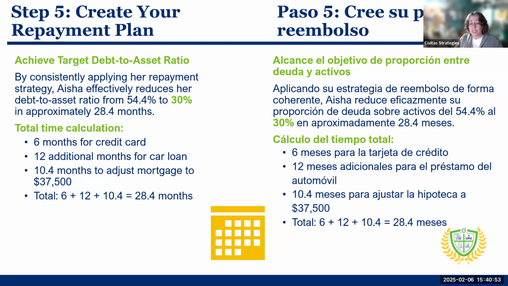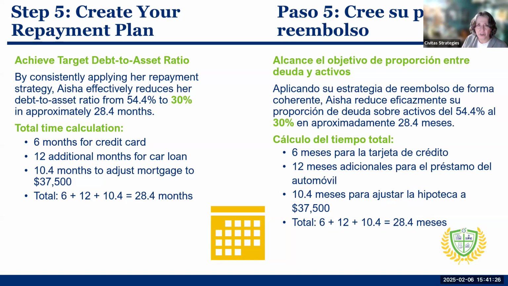All right. In terms of her calculations for the amount of time, it's 6 months for the credit card, 12 months for the car loan. She's basically going to do another 10 months to help adjust her mortgage down, so putting money towards not just her mortgage payments as a whole, but towards her principal. When we added everything together, it worked out to get her to that 30% ratio in 28.4 months, right? So a little more than 24 months.